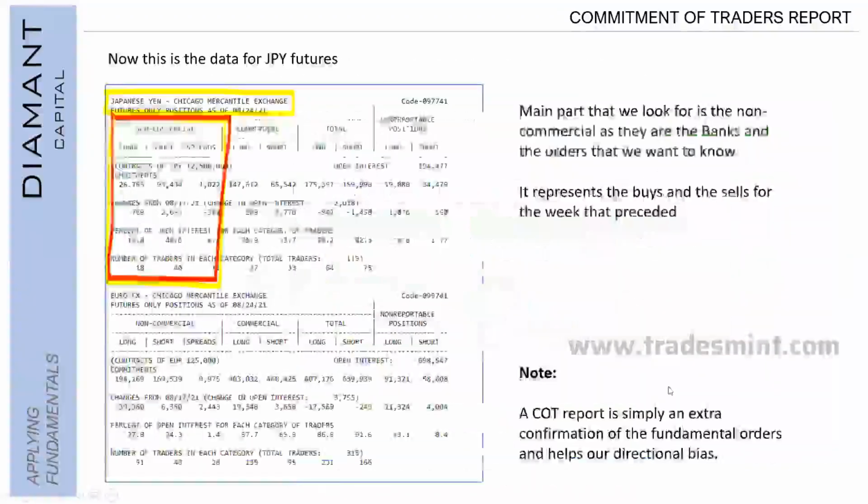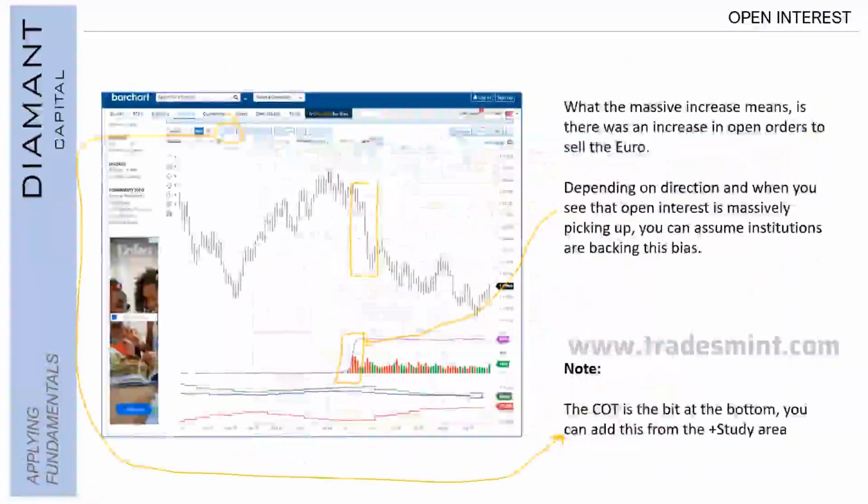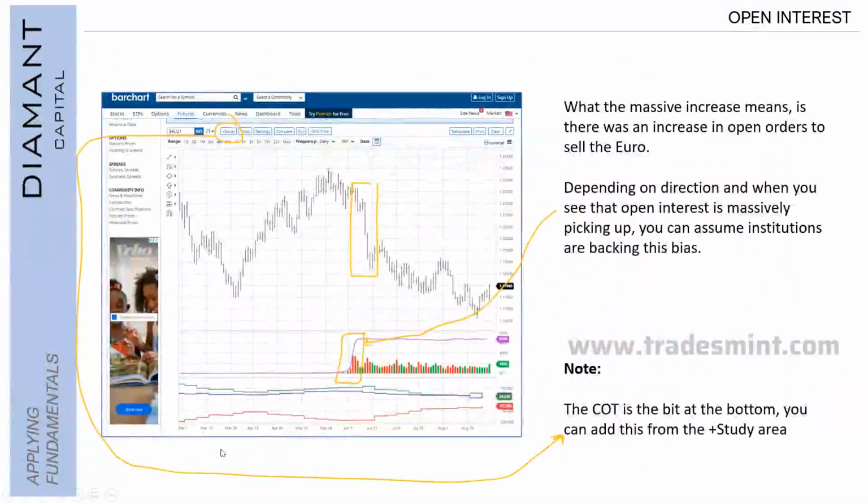Remember how we had all of this in number form? You can have it in a graphic form right here. And the way to do that is you press that plus study sign. When you go onto it, you just type in commitment of traders, and that will come up right there.